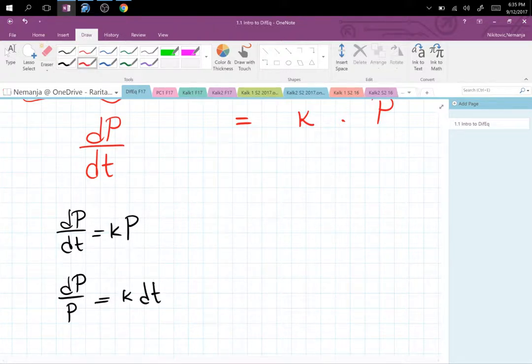And now we hit this with the integral sign. Observe that k is a constant. You know that you can move it out of the integral sign. So I can put the integral sign before or after k. It really doesn't matter.